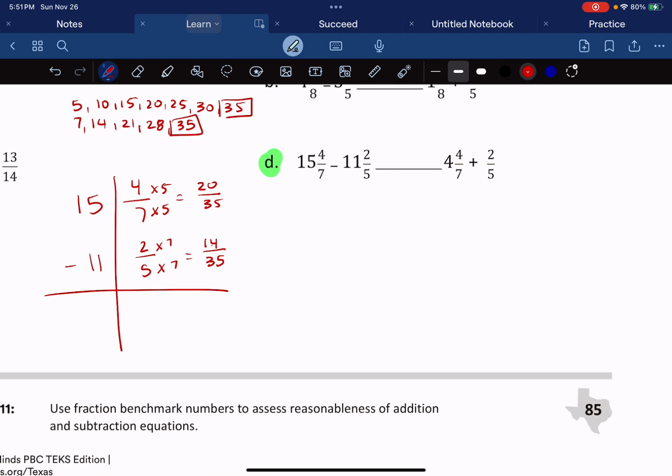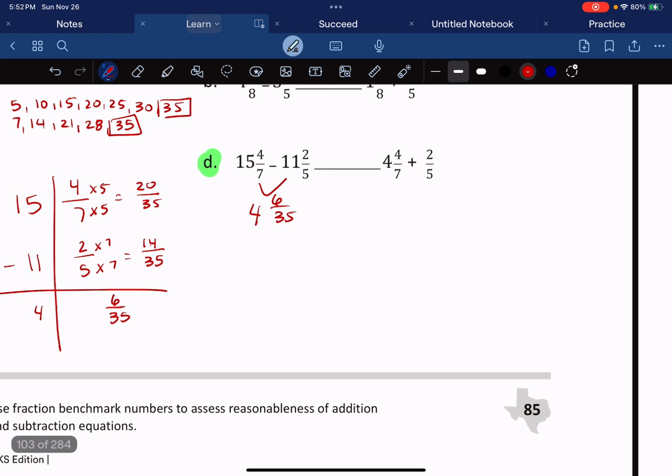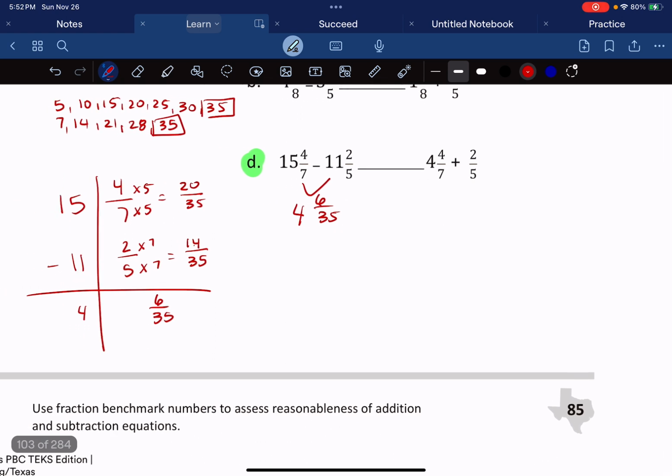20 minus 14 will be 6 out of 35. Then my whole numbers, 5 minus 1 is 4, 1 minus 1 is 0. So this side is 4 and 6 out of 35. If you need to pause so that you can write all of that, you can. I'm going to move on to the next side here.